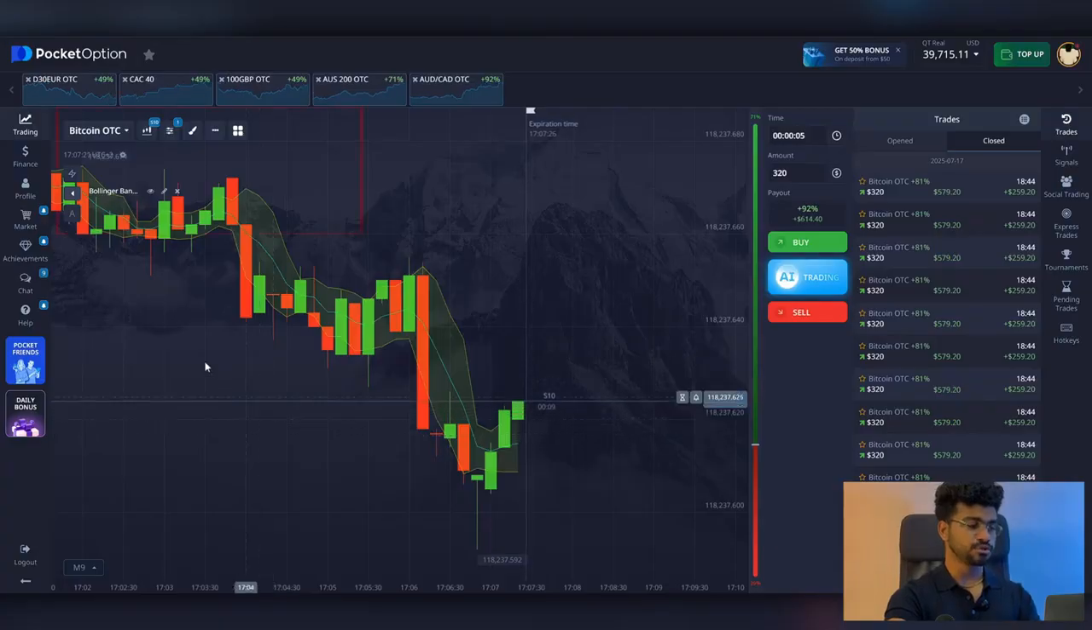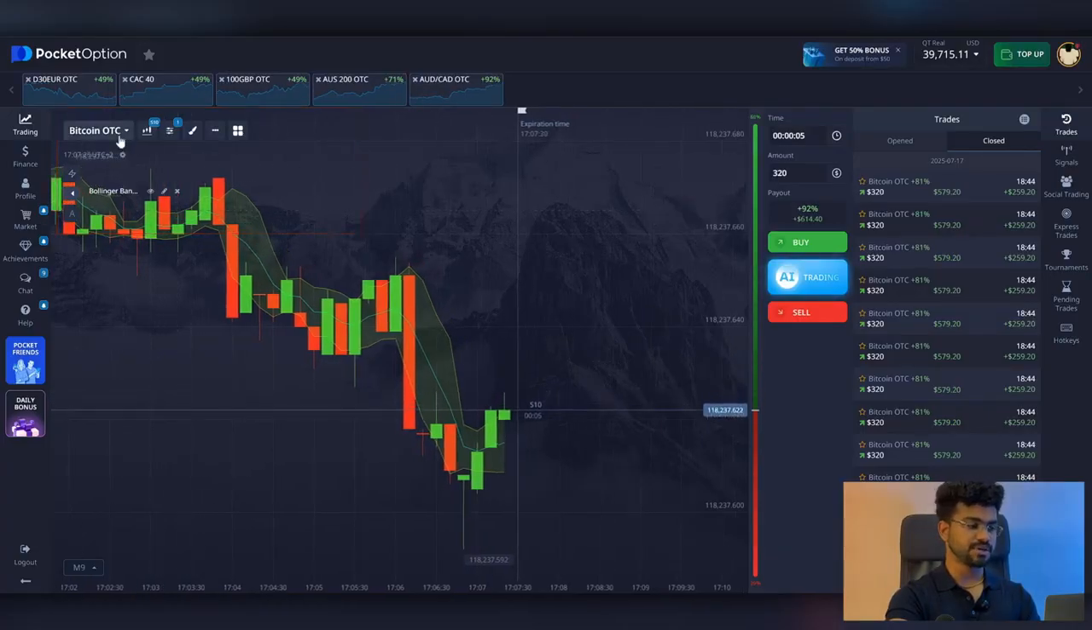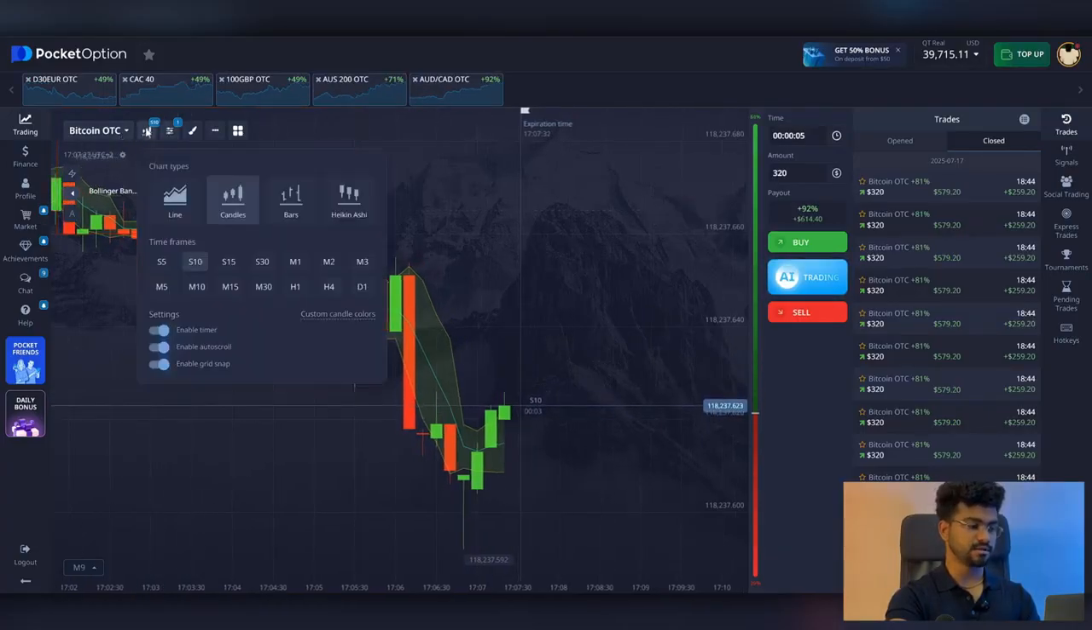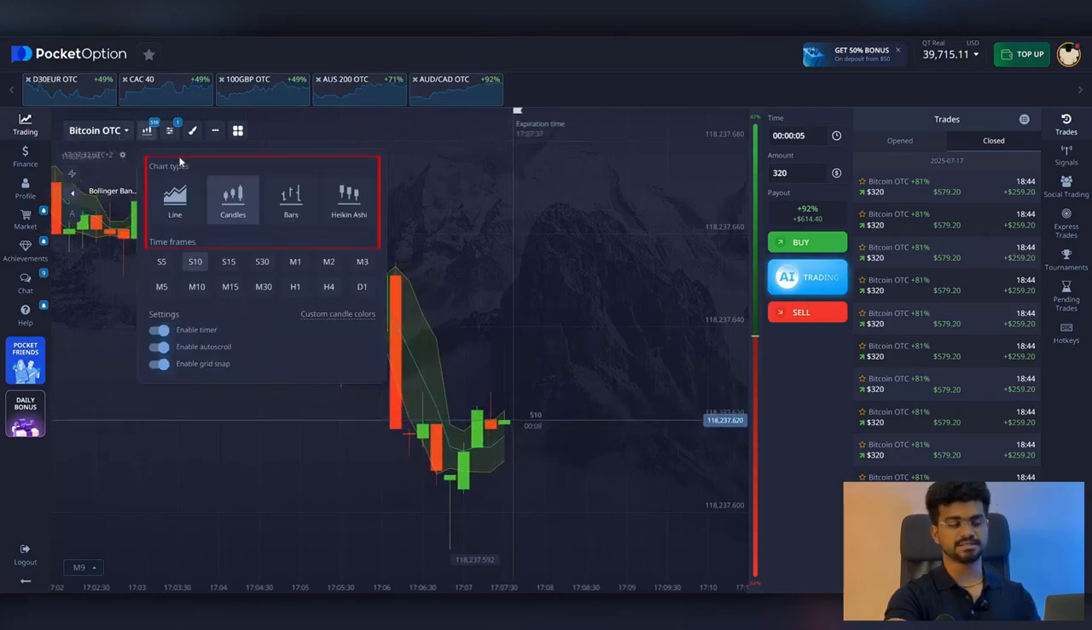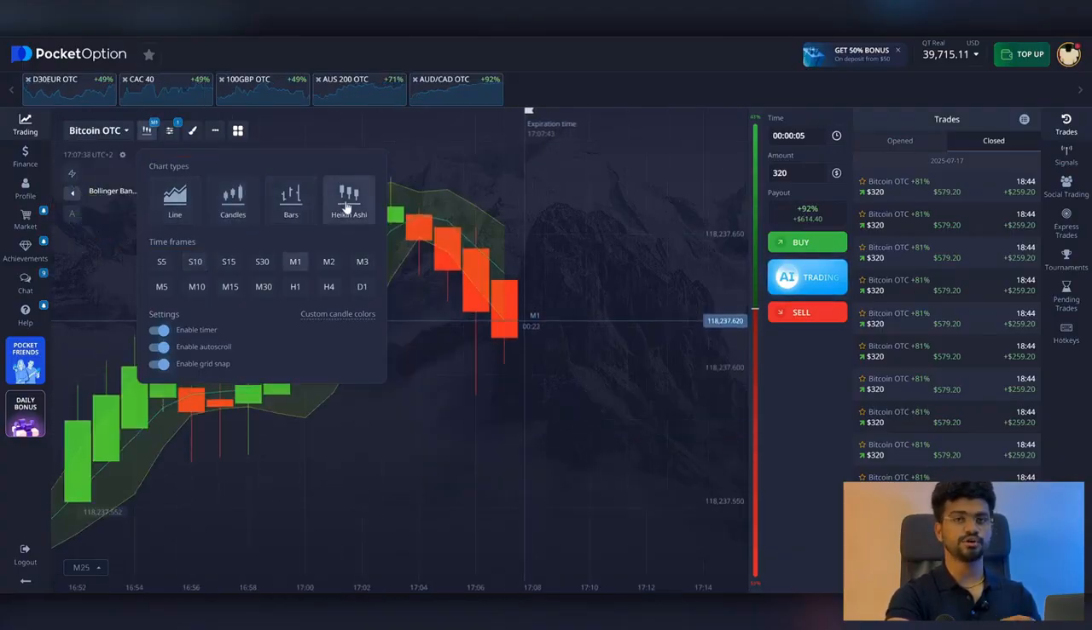If you go to the top left corner right next to the asset selector, here you have the chart panel where you can choose from 4 different chart styles, which are line, candles, bars and Heikin Ashi, which is great for smoothing out the market noise.